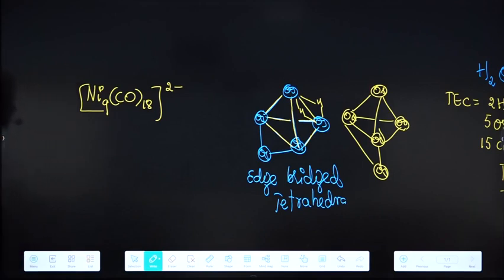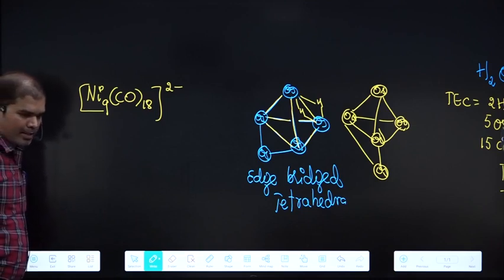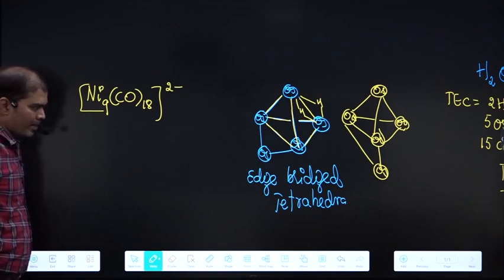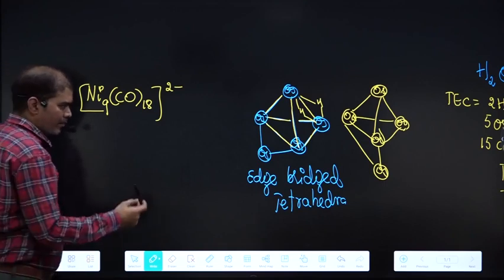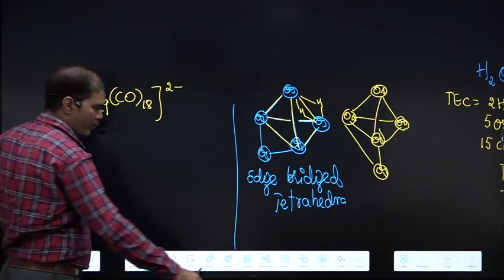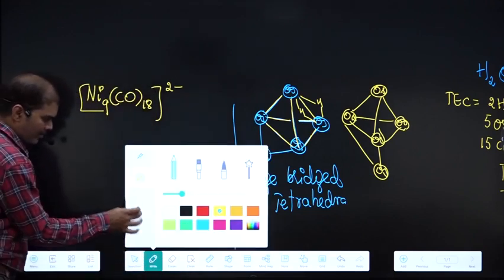The structure is found to be edge-bridged tetrahedra, where one of the metal atoms is bridging an edge. This is another exception for PACPT.